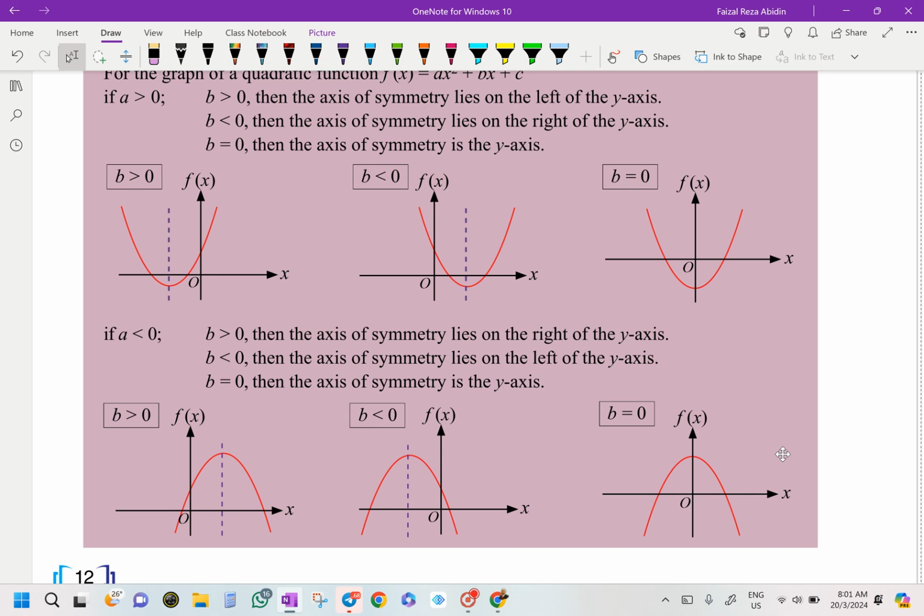B less than 0, dia akan pergi ke sebelah kiri. Lies on the left. Ingat tadi, jadi akan terbalik. Apa yang harus semua? Dia bukan untuk hafal, dia untuk faham. Tangkap satu saja untuk contoh.